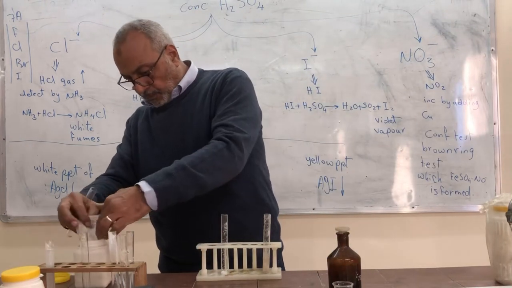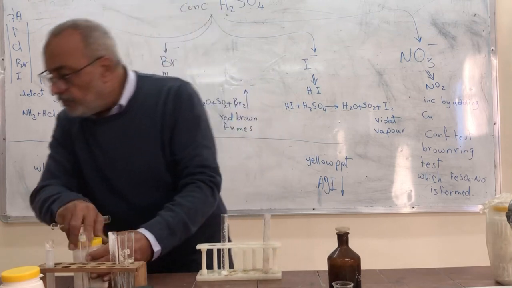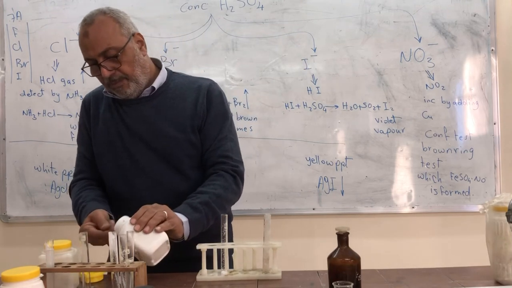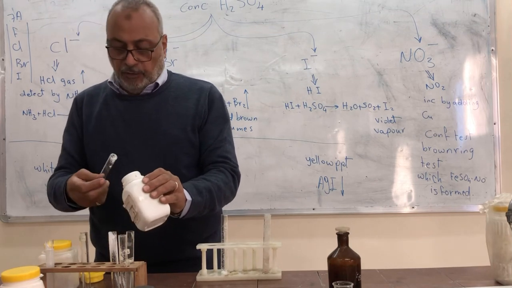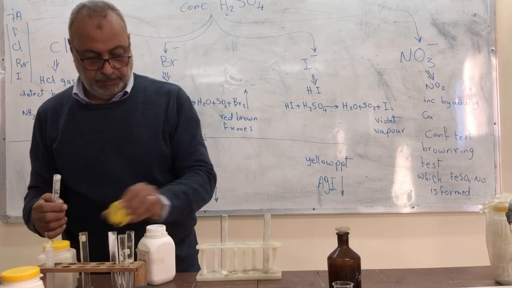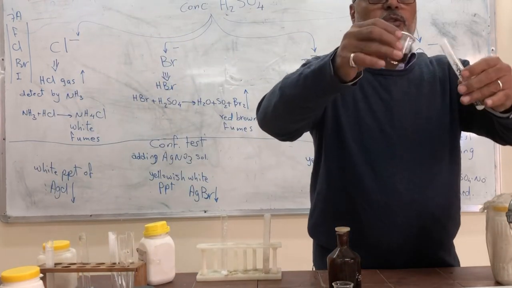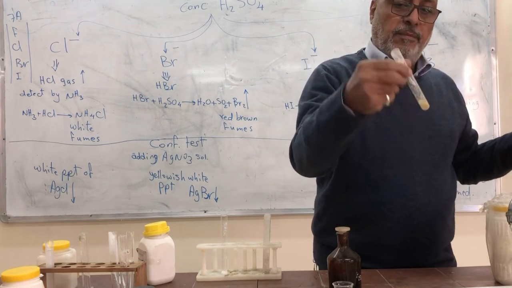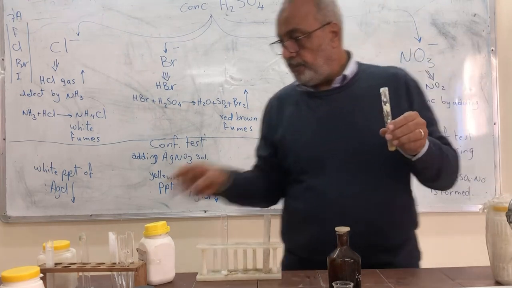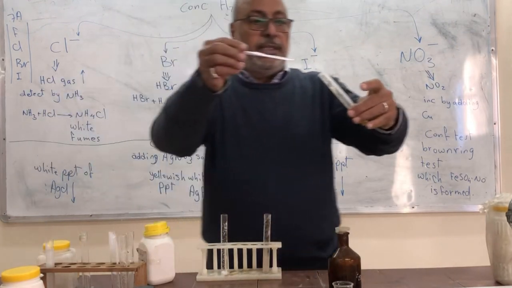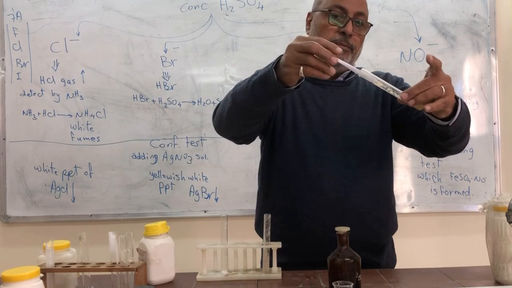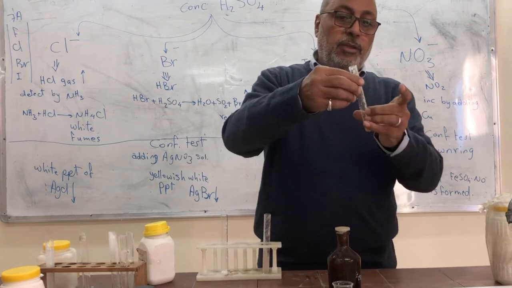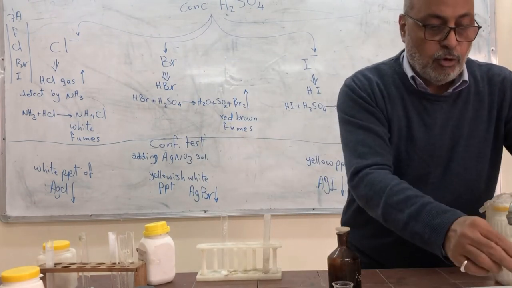We can get another, more pure salt of bromide, and add sulfuric acid, H2SO4, to it. Paper moistened with starch changes to yellow color. So this anion is bromide.